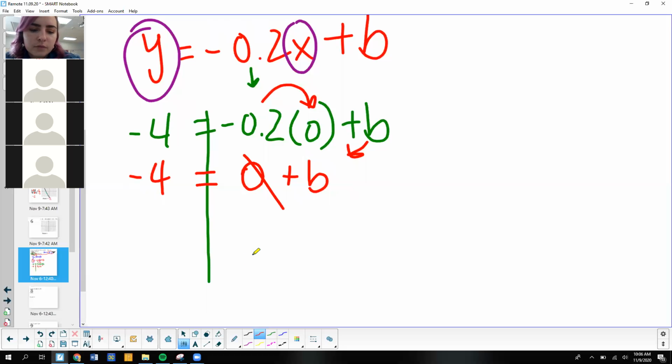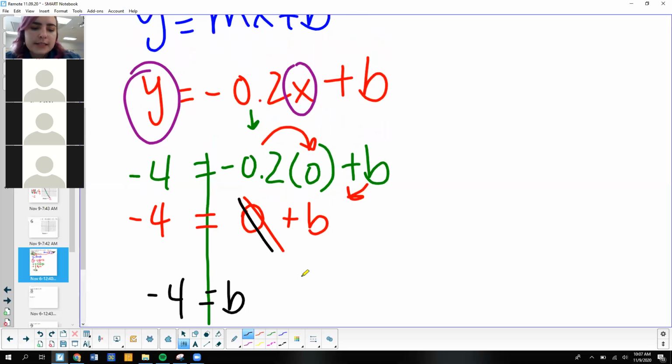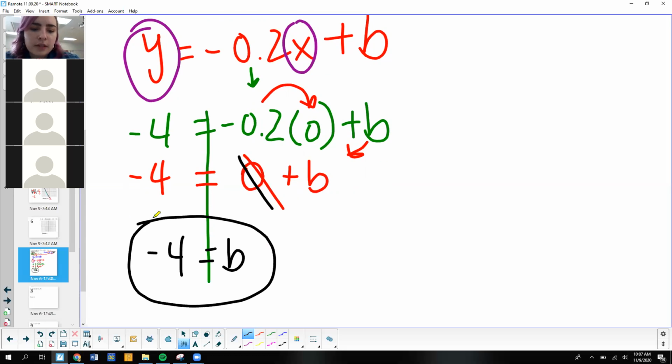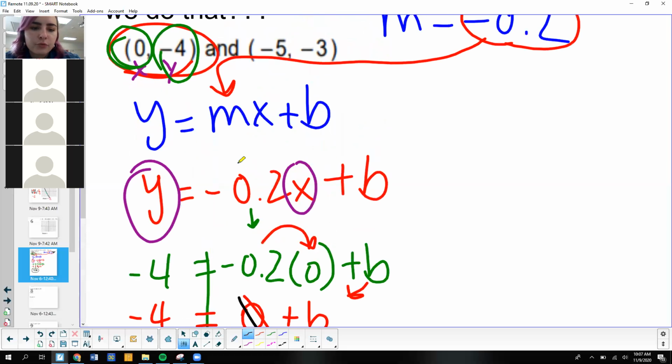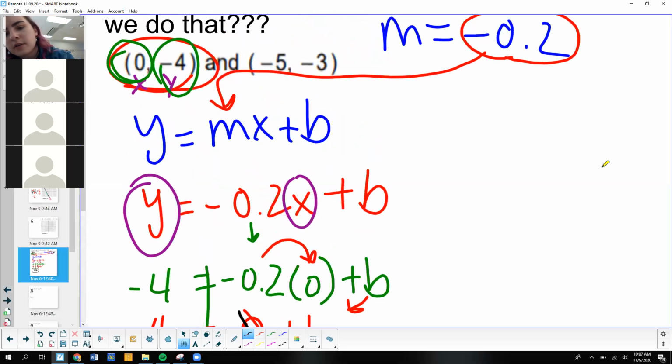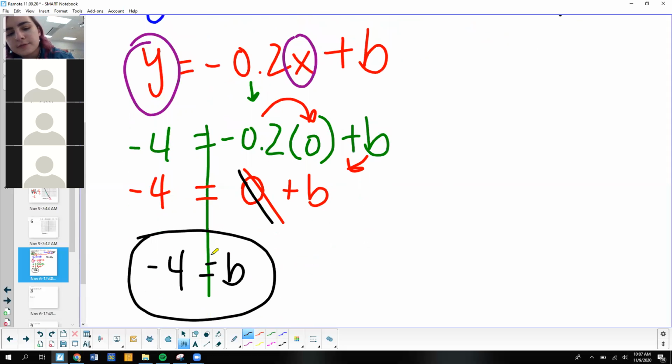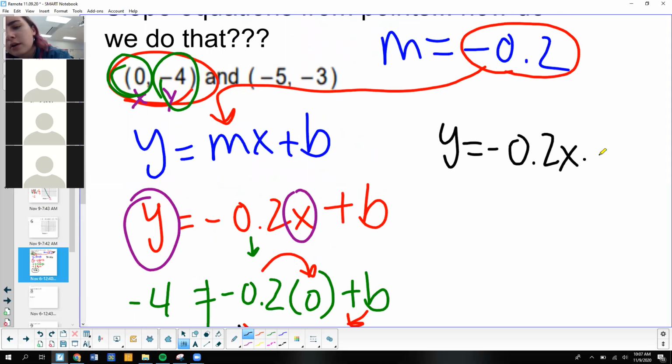So b, sorry, I just canceled that out. B equals -4. So with this information, I found what our y-intercept is. I can go ahead and rewrite our equation. So y equals -0.2x minus 4. So b is -4.